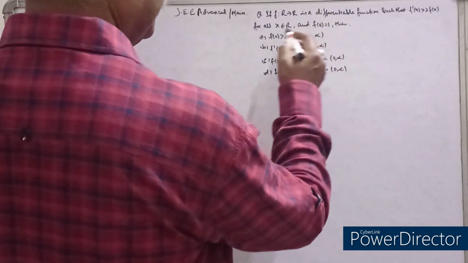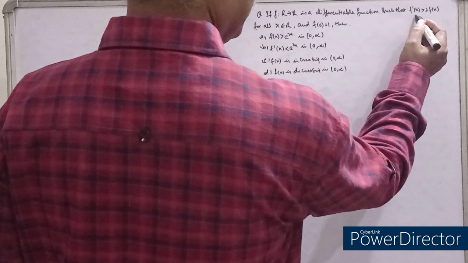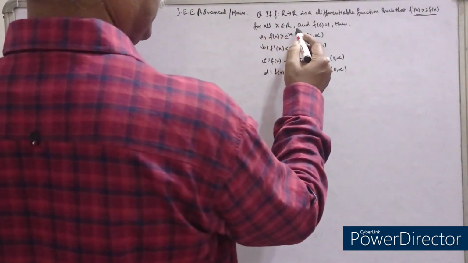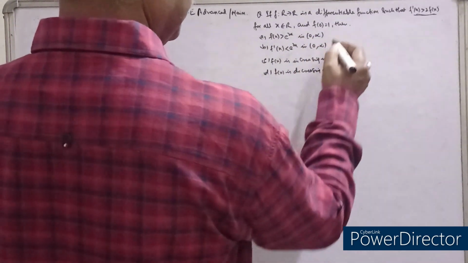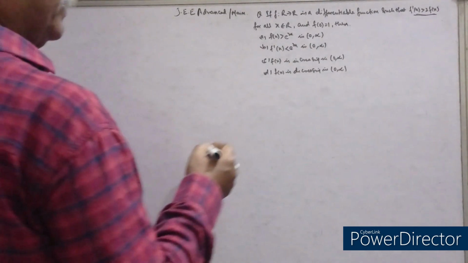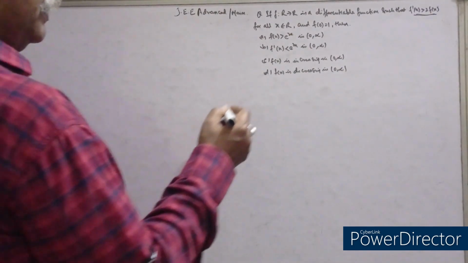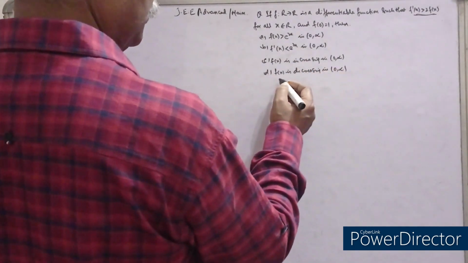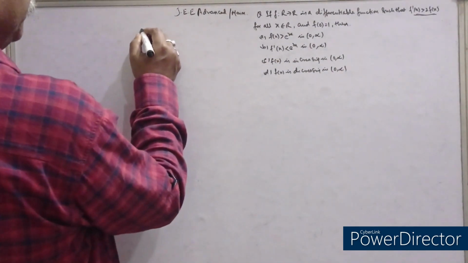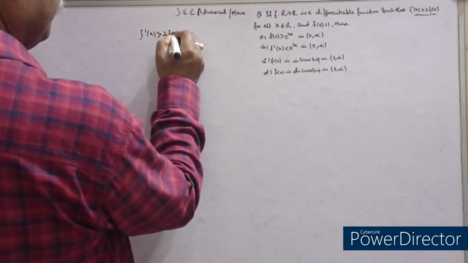Now my next question is: if f from R to R is a differentiable function such that f dash x is greater than 2 f(x) for all x in R, and f(0) is equal to 1, then f(x) is greater than e to the power 2x in (0, infinity), f dash x is less than e to the power 2x in (0, infinity), f(x) is increasing in (0, infinity), or f(x) is decreasing in this. So here you see that f dash x is greater than 2 f(x).